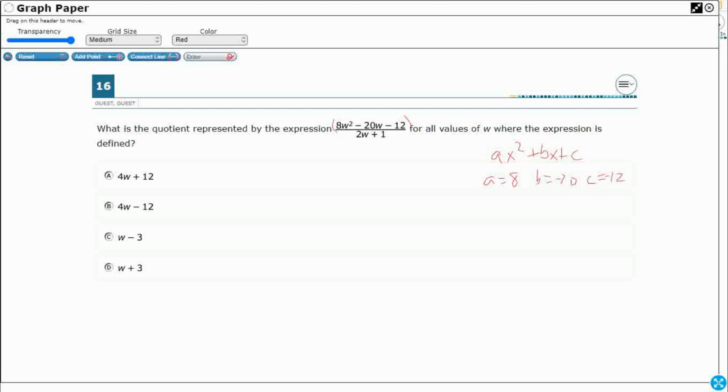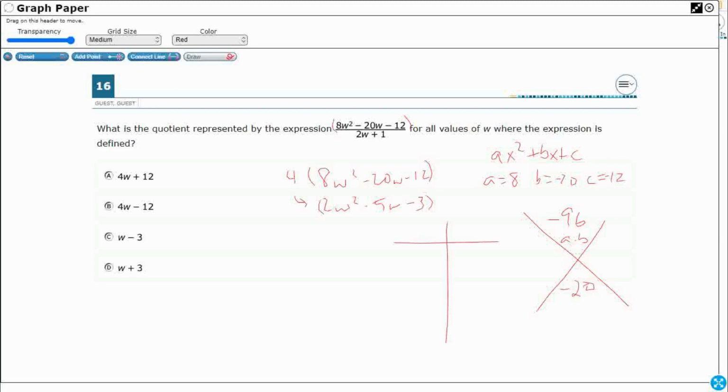Or if I want to, I could save myself a little bit of work. You could, if you wanted to, go ahead and just factor out a 4, and that's going to end up being 2w squared minus 5w minus 3. Either way works. We'll just go with the original, because if you do that, you're going to have to multiply that 4 back in. So let's just diamond method like this. So a times c, that's going to be 8 times -12, that's -96. My b is negative 20. So I'm looking for factors of 96 that multiply to negative 96, so that's going to mean one positive, one negative, and add to negative 20.